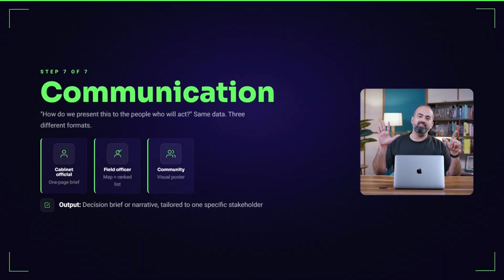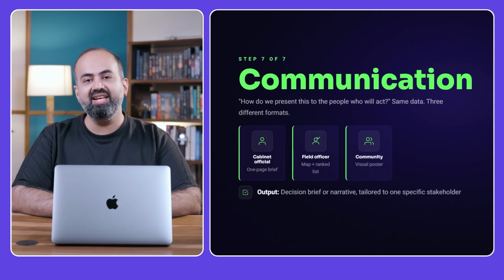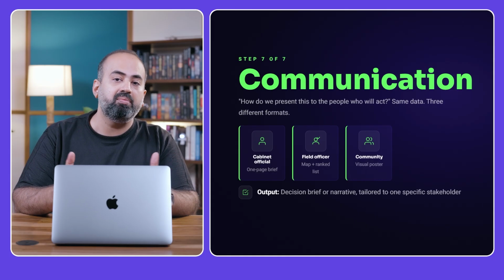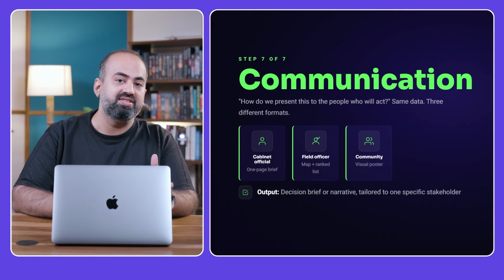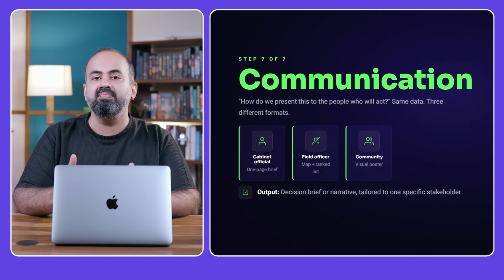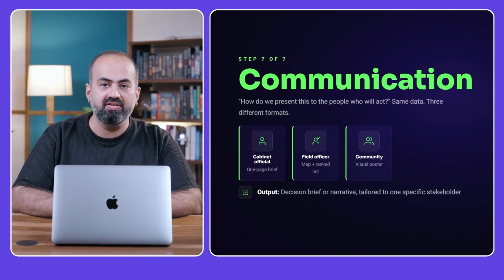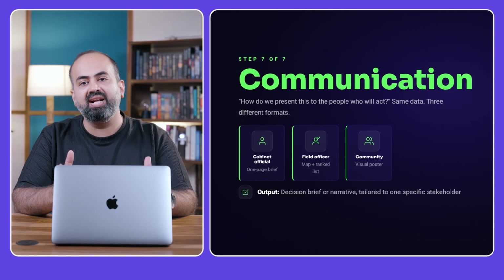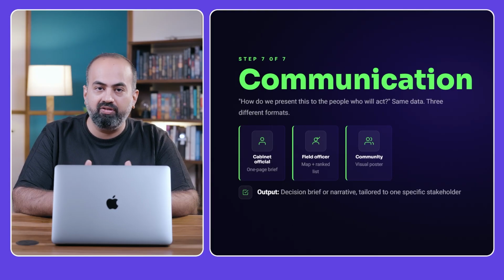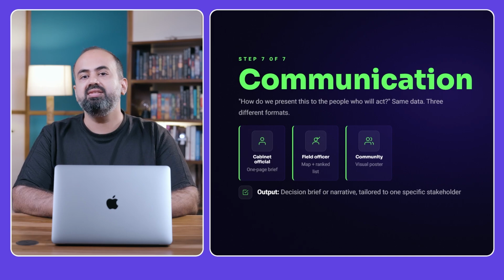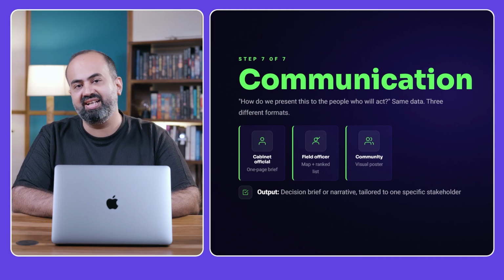Step 7. Communication. Finally, you take the recommendation to the people who will act on it. A minister needs something different from a field officer. Similarly, a community leader and a researcher. The key outcome can be a decision brief, a dashboard, or a narrative built for a specific stakeholder, not for everyone.